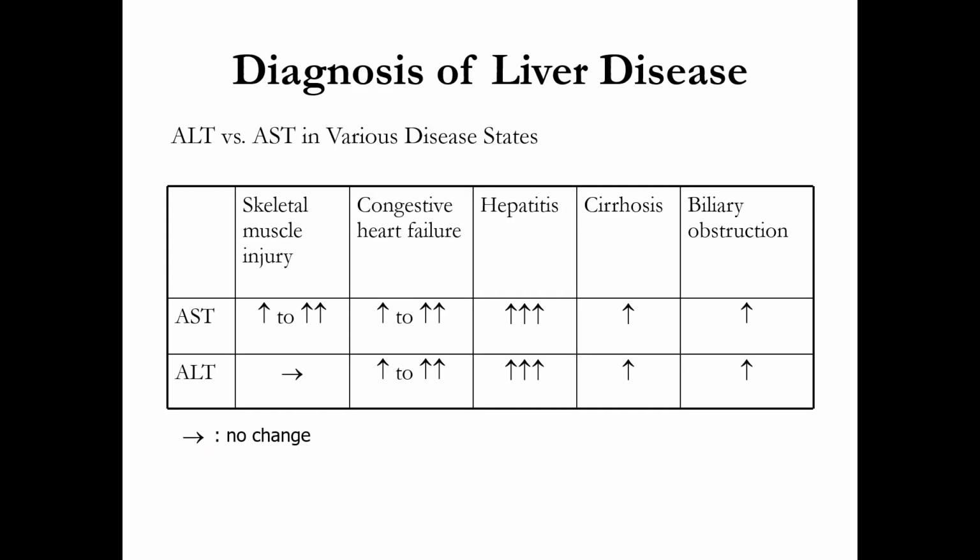This is a table diagramming ALT versus AST in various disease states. So please take a look at this table, review it, and know what might cause one to increase or one to have no effect, and how much it would increase.